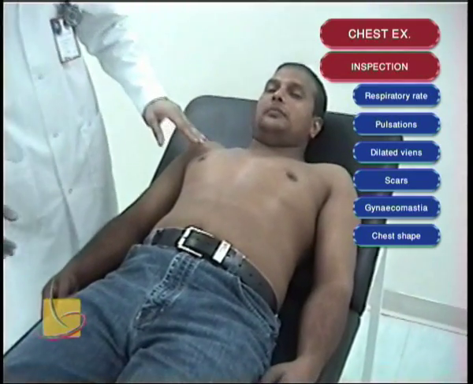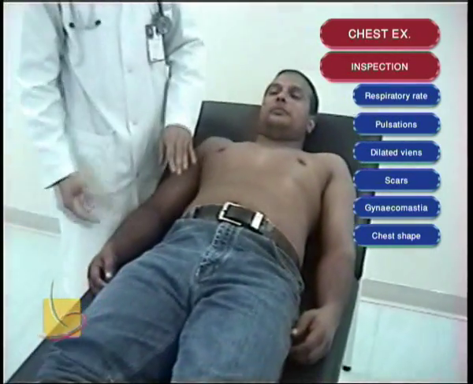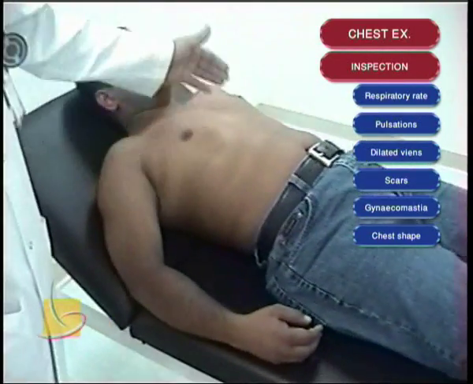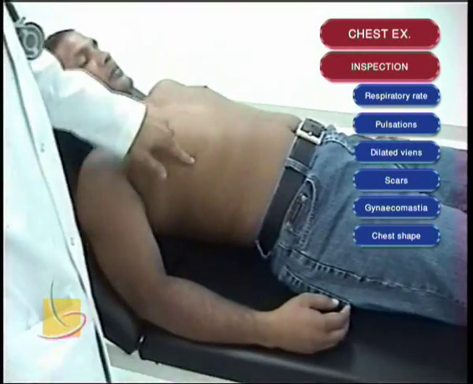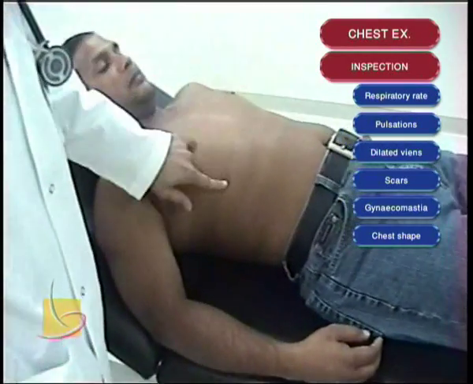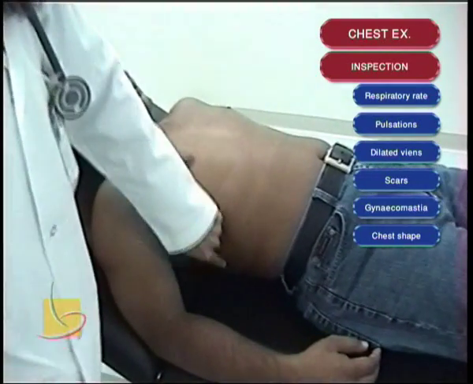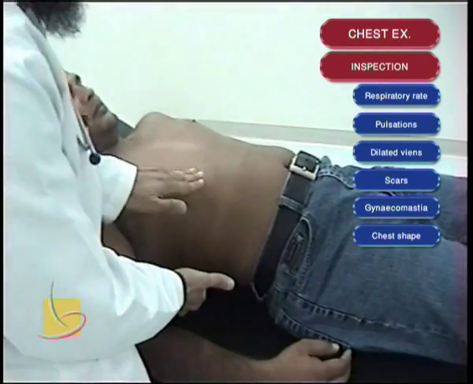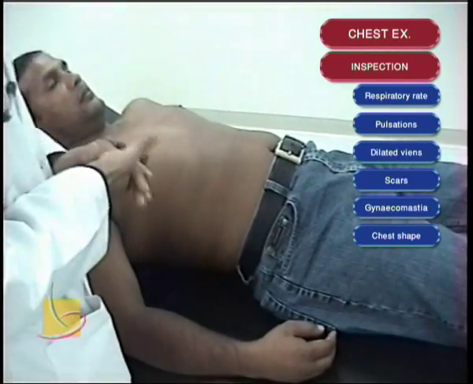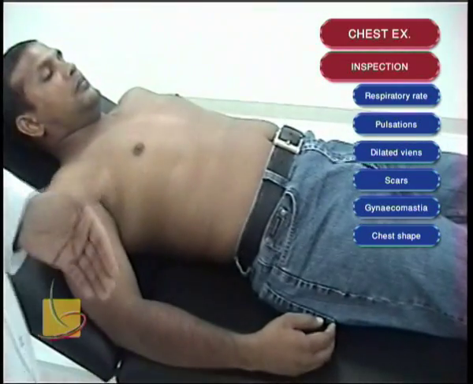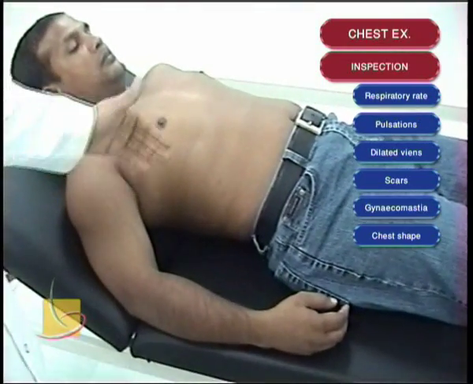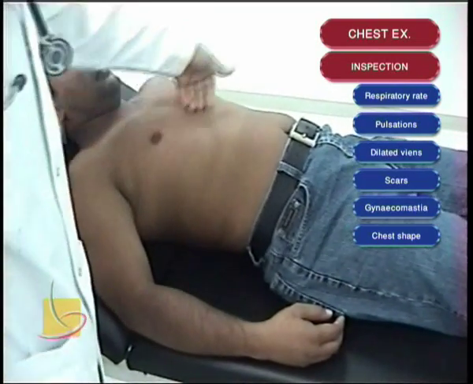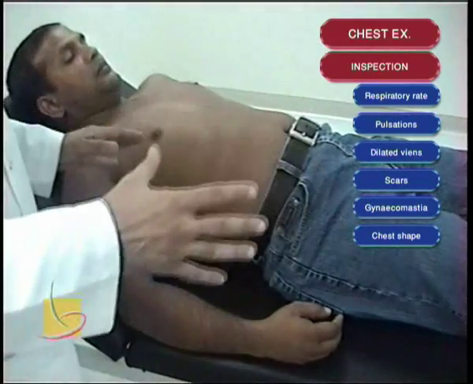If you can move here. Actually, just by inspection, you can see if the chest is normal in shape or not. Normally, the transverse diameter of the chest should be more than the anterior-posterior diameter. Of course, the best way to check for the AP diameter and compare it with the transverse diameter is by palpation. But even by the naked eye, by inspection, you can see that the chest of this patient is quite normal because the transverse diameter is more.